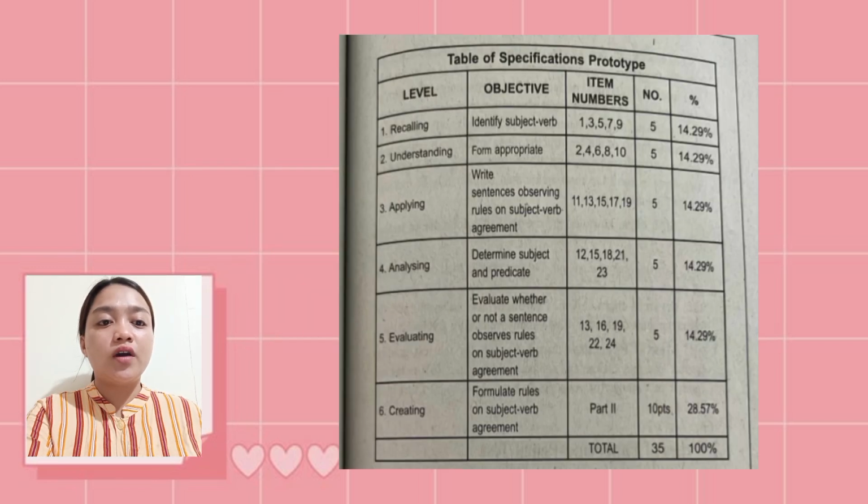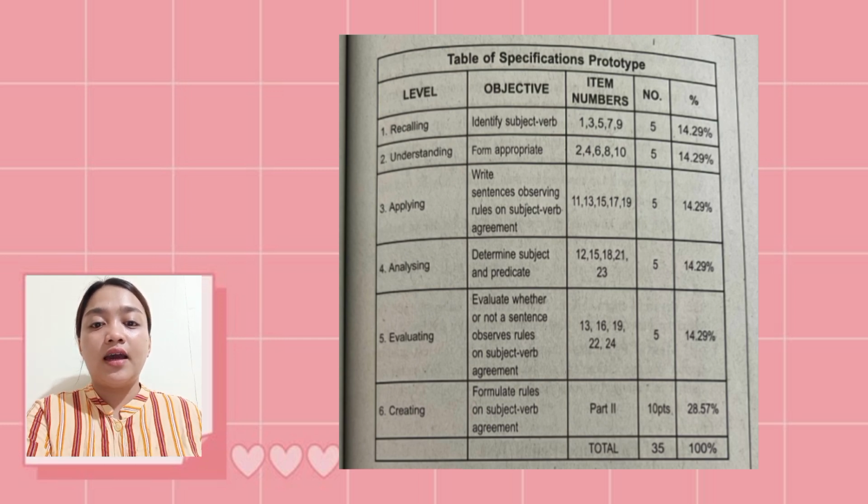I have something to show you guys, which is the table of specifications prototype. So, you can see there that it has columns and rows. So, the level is, number 1 is the recalling, understanding, applying, analyzing, evaluating, and creating. So, that is Bloom's taxonomy. And there is the objective. So, the objective is the specific topic that you have. So, the objective here in recalling.